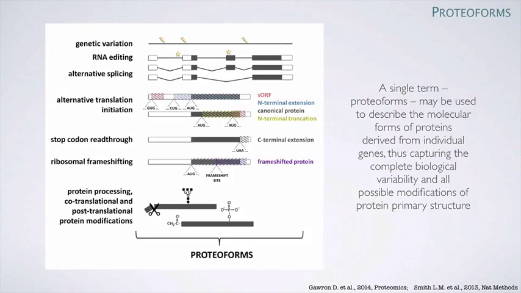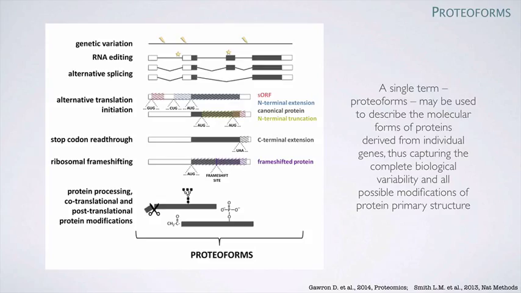You can also have N-terminal extensions. These are the blue bars, whereas the gray one is the canonical translation product. And you can also have N-terminal truncations. And something else that was found is that translation does not always start at cognate start sites, so at methionines. To a lesser extent, you can also have stop codon read-through and frame shifts.